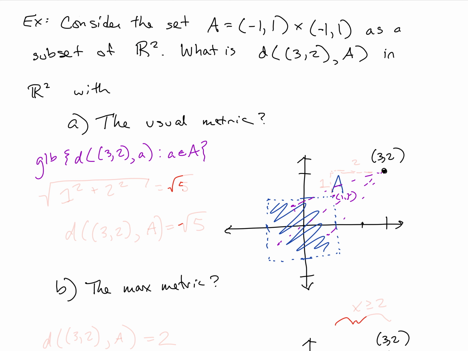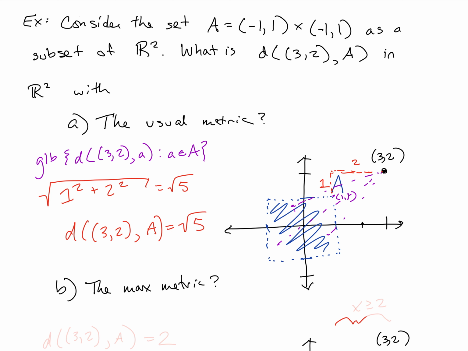So what is that distance in the usual metric? This is a distance of 2 in the x direction and a distance of 1 in the y direction. So this would be the square root of 1 squared plus 2 squared, which is the square root of 5. And so the distance between this point (3, 2) and the set A in the usual metric would be the square root of 5.